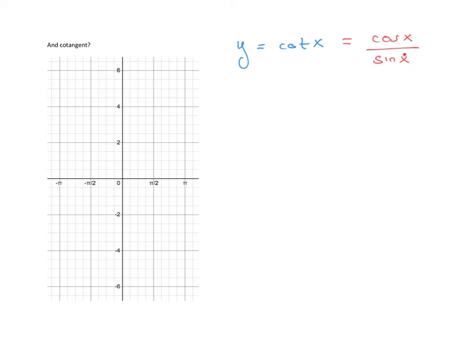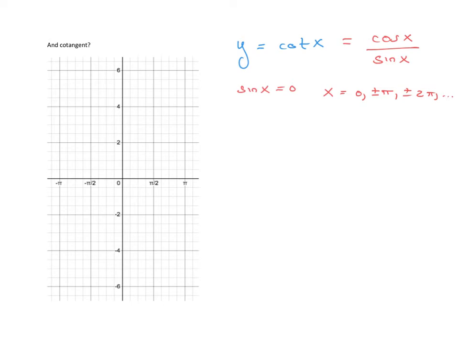Anytime that sine of x is equal to 0, those are not going to be values in the domain of this function. So, where does that happen? Sine of x is equal to 0 if x is equal to 0, plus or minus pi, plus or minus 2 pi, and so on. So here, on the grid that I have down here, I can only include 0, pi, and negative pi.